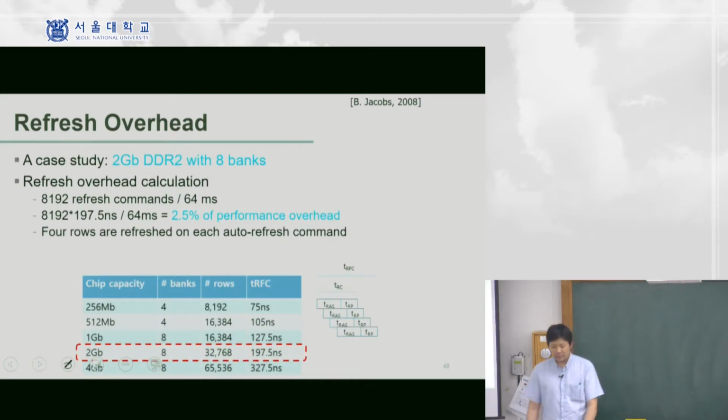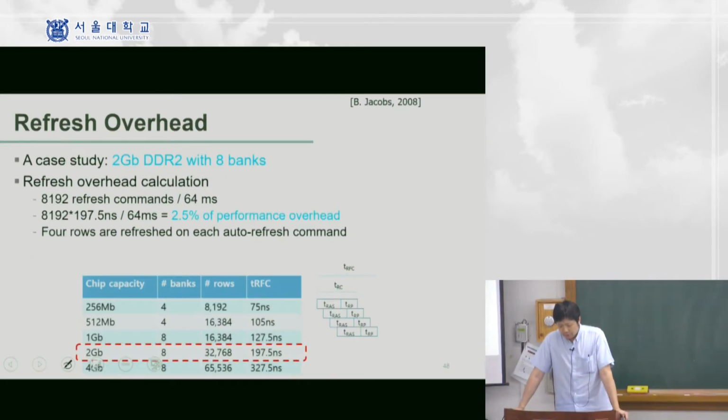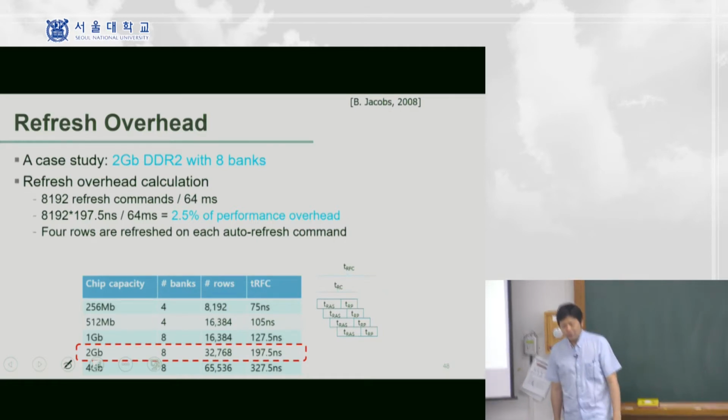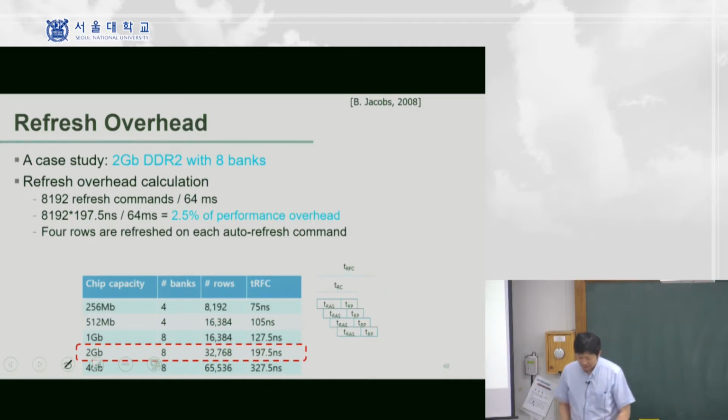So let's think about a case study. What happens here? So here we assume we have a 2 gigabit DDR. It's a long time, like 8 years ago. DDR2. Wow, it's kind of old material. Sorry. DDR2 with 8 banks.